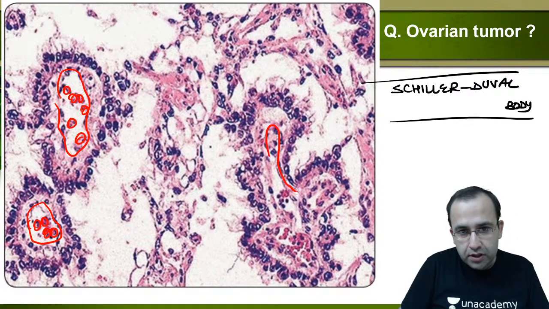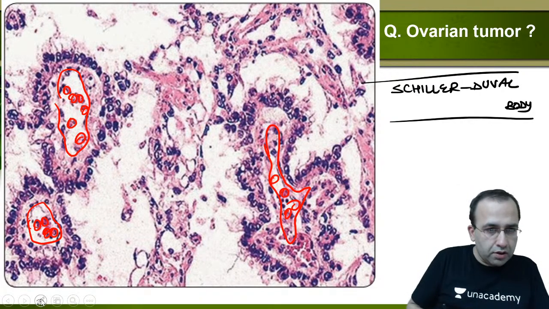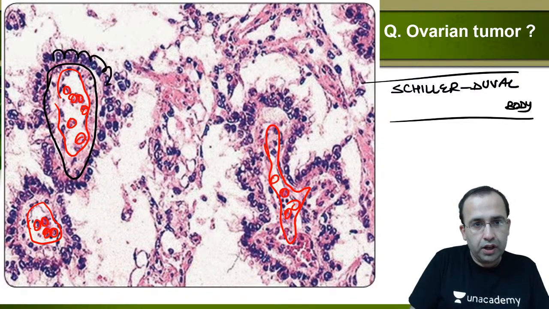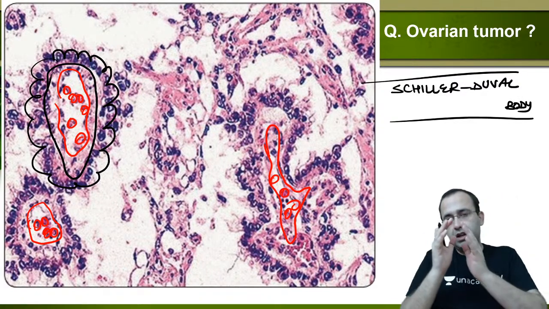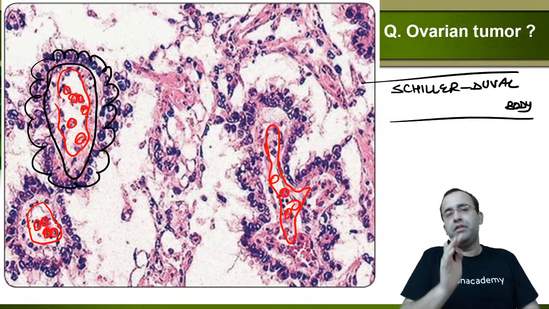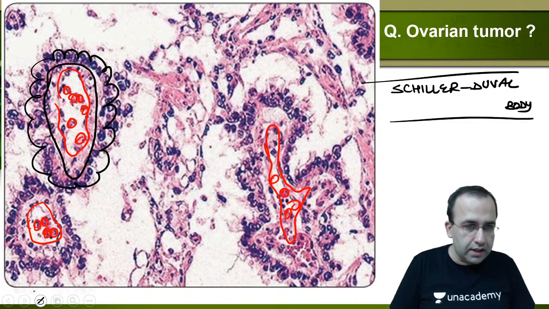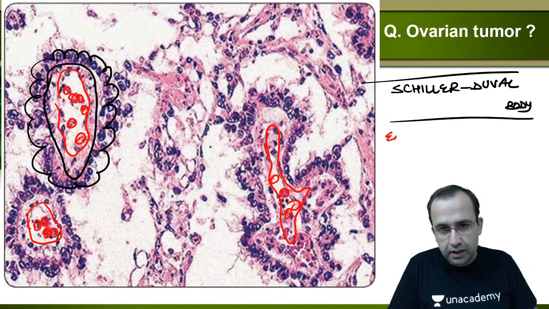It is a luminal structure with RBCs in the lumen, showing the presence of an outer papilla with cuboidal epithelium. So central blood vessel with an outer papilla with cuboidal epithelium. Schiller-Duval body. Seen in endodermal sinus tumors.